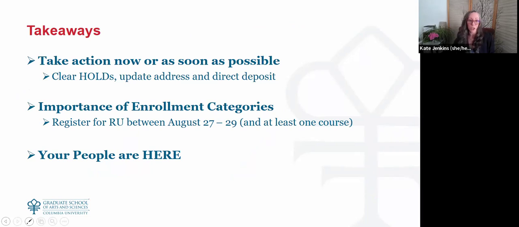We do take a look in advance of August to determine who still needs to do that and send reminders. But this is your first reminder that you need to get on top of those things as soon as you can so that they're in place and you don't have to worry about it. And again, when registration opens August 27th through the 29th, add that enrollment category of the full RU, so that you are seen as a designated student at GSAS. You also should be adding at least one course, but that is a little less imperative.